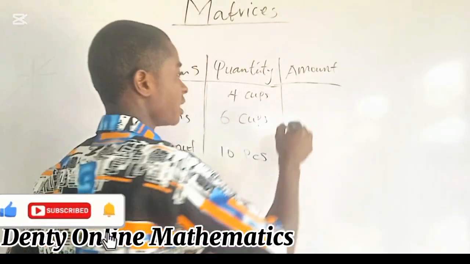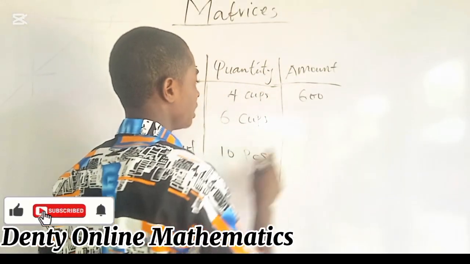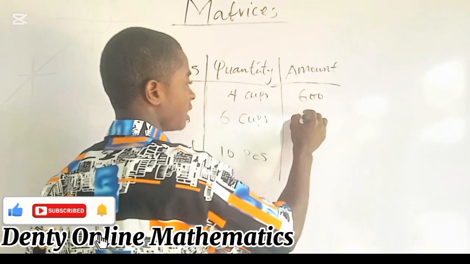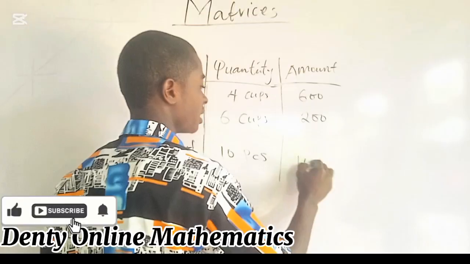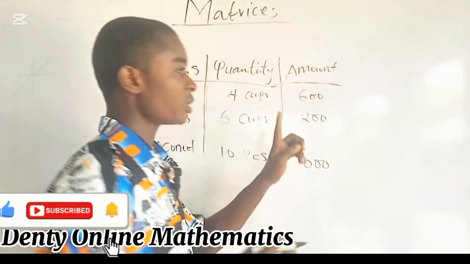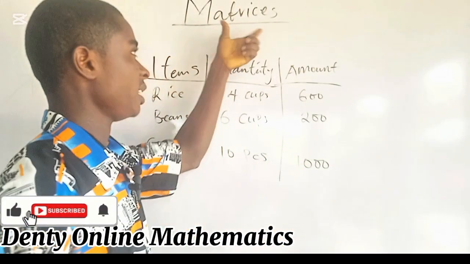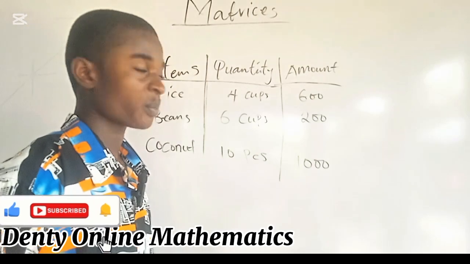Now if you're going to put the amount at which you're buying each of these, you can say you're buying 4 cups of rice, let's say 600. You're buying 6 cups of beans, let's say 200. You're buying 10 pieces of coconut, let's say 1000. I want to represent this in a matrix form.